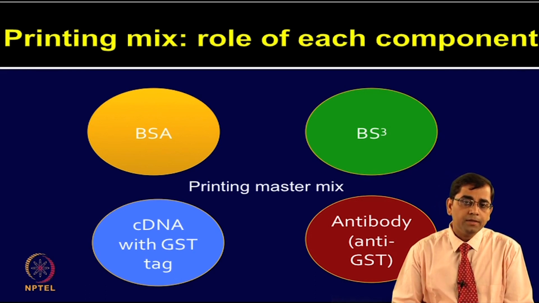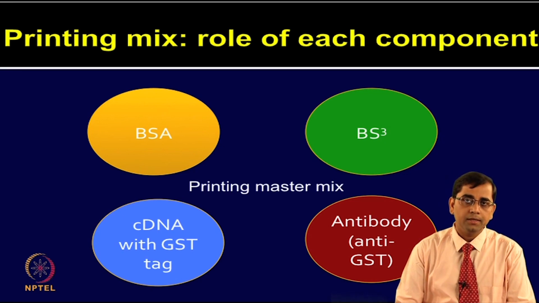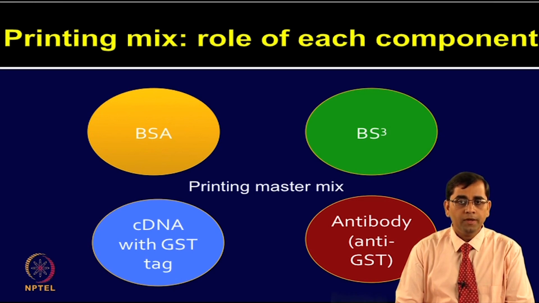Let me briefly explain the role of these components. BSA dramatically improves immobilization and efficient expression of the DNA. BS3, BSA and capture antibody are coupled to the amine coated glass surface where the ester terminated homobifunctional cross-linker is printed. The cDNA contains a GST tag, or you can introduce any other tag.